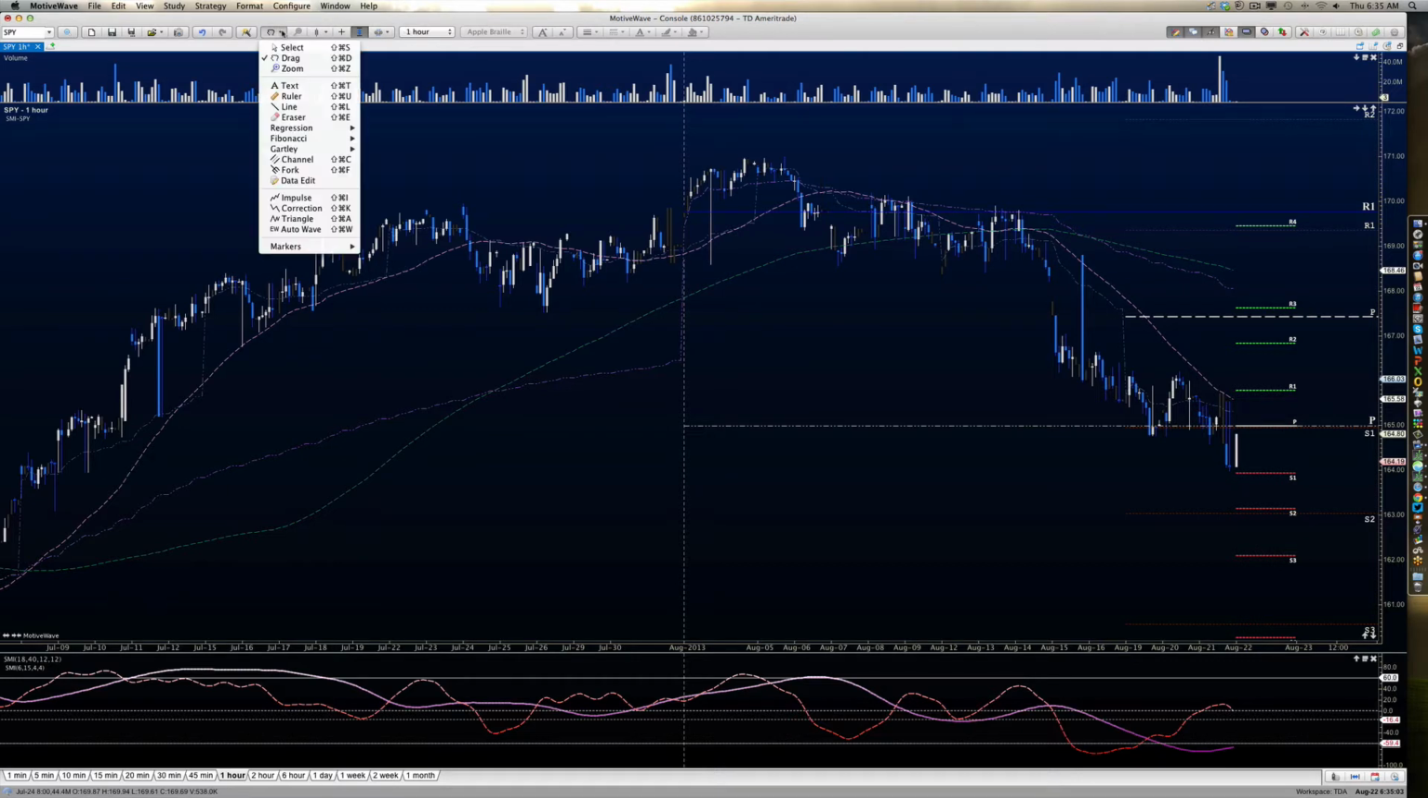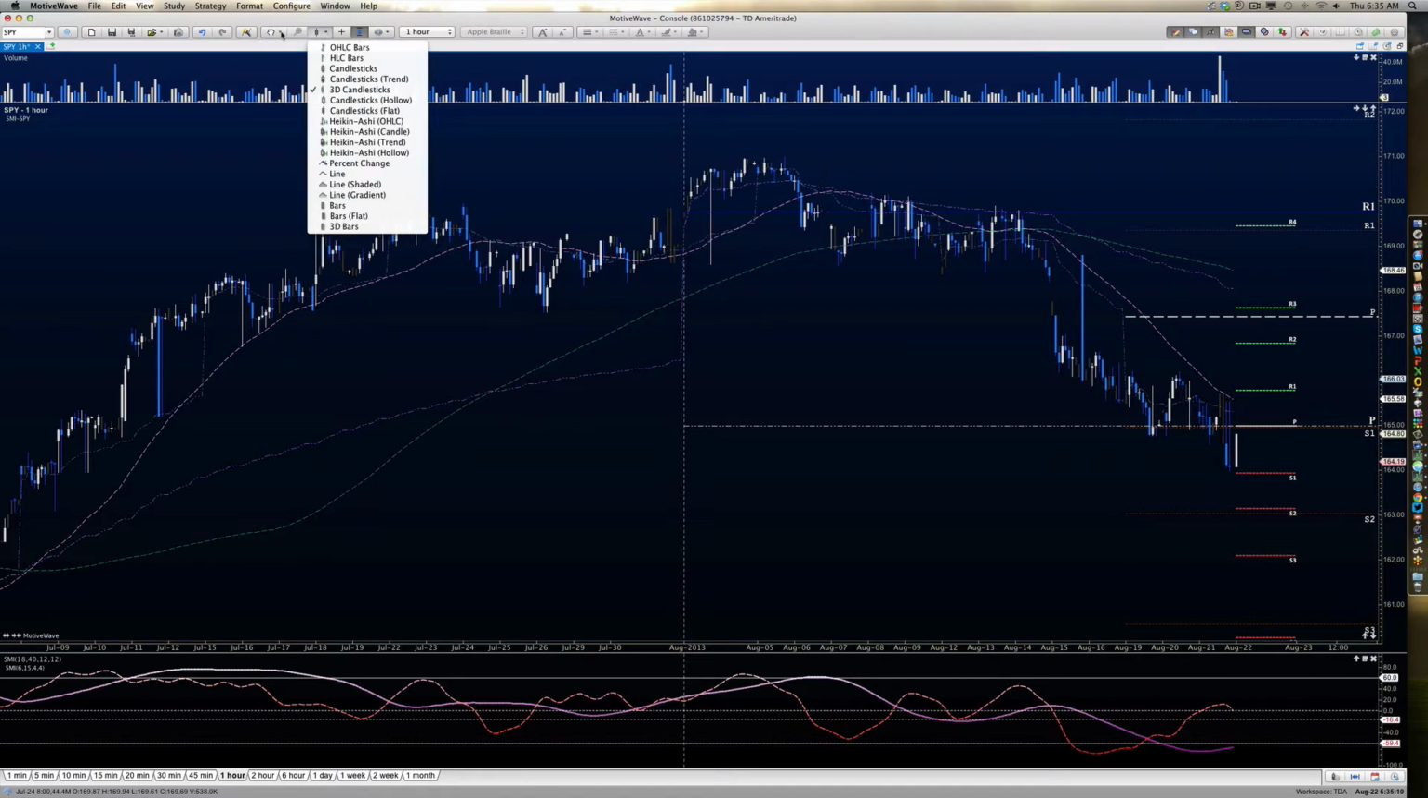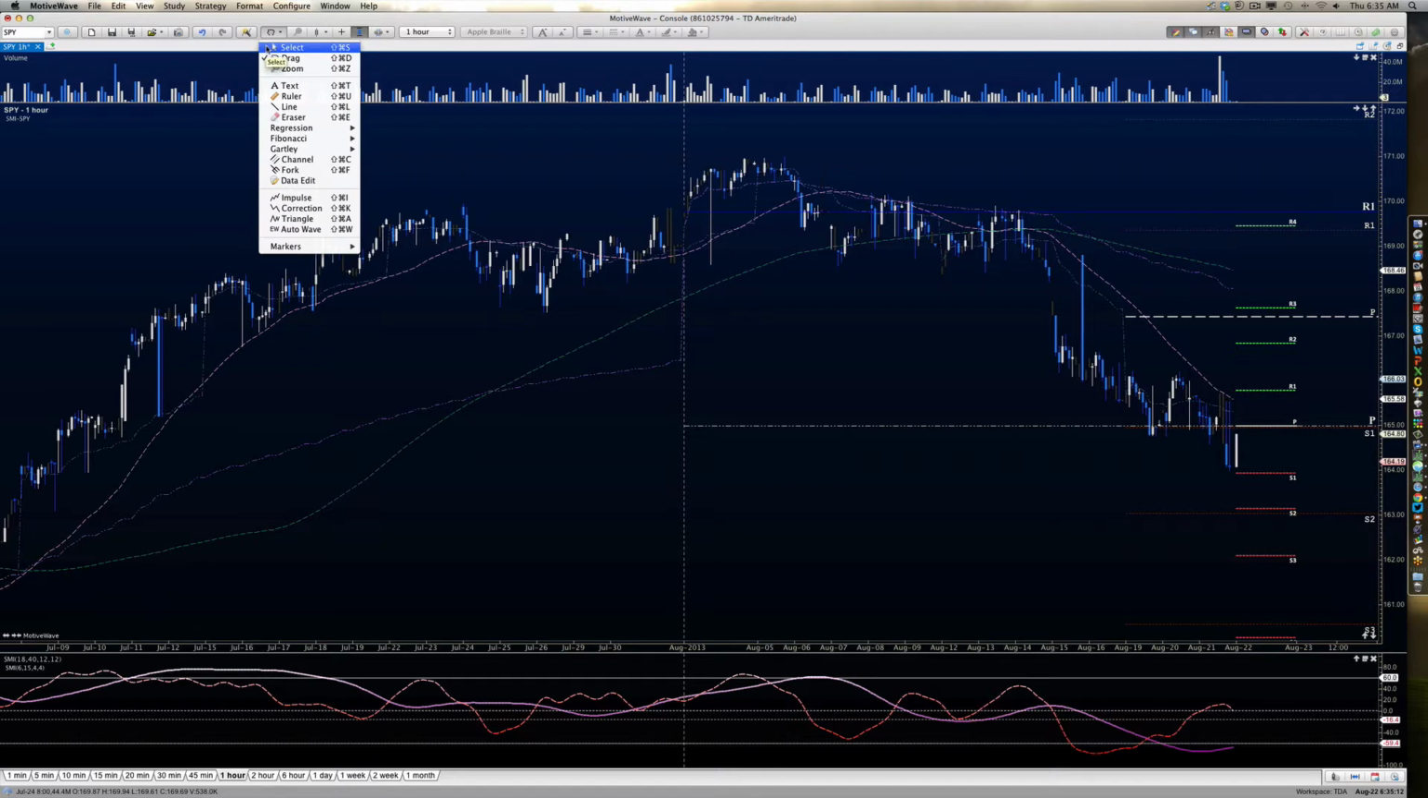Let's show the crosshairs. Yeah, that won't give it to me there. All right, no worries.